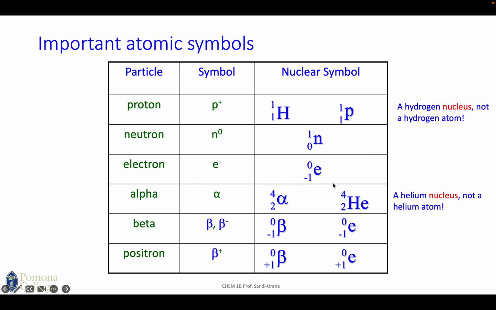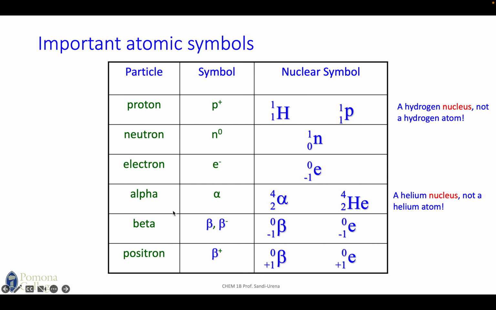For the electron, we have E. The mass is negligible, so we have 0. And for the atomic number, we have a -1. And we're going to think of it, at least for now, as just being the opposite of a proton. The proton would be +1 up here, so the electron will be -1.